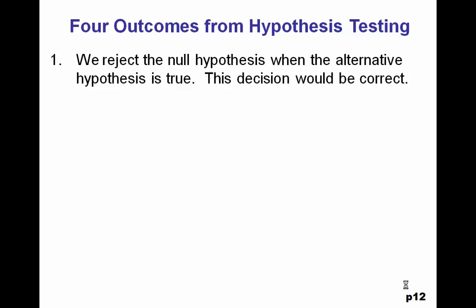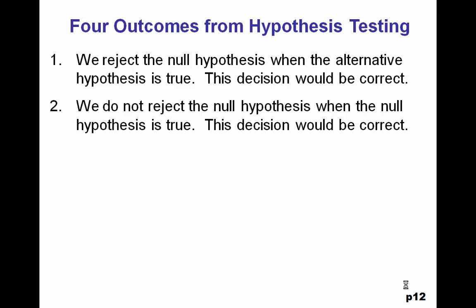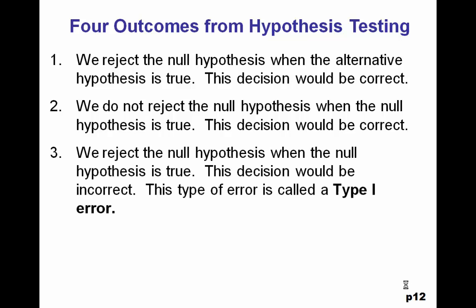There are 4 outcomes from hypothesis testing. You could reject the null hypothesis when the alternative hypothesis is true. That would be a correct decision. That's what you want to do. Another outcome would be that we don't reject the null hypothesis when the null hypothesis is true. This decision would also be correct. If the null hypothesis is true, then we certainly don't want to reject it.